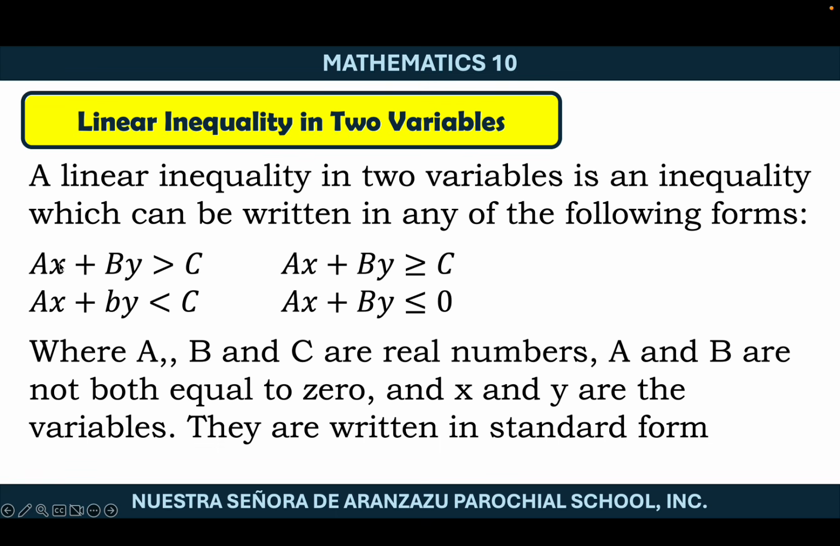This can be written as ax plus by greater than c, or less than c, greater than or equal to c, or less than or equal to c. Each coefficient of the terms in our polynomial is a real number, and a and b should not be equal to 0. The x and y represent the variables, and they are written in what we call standard form.